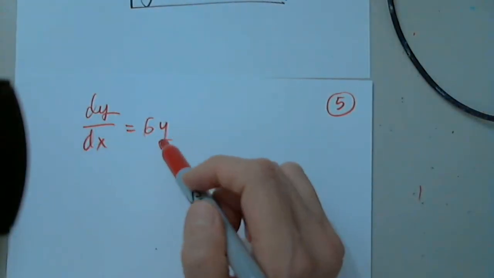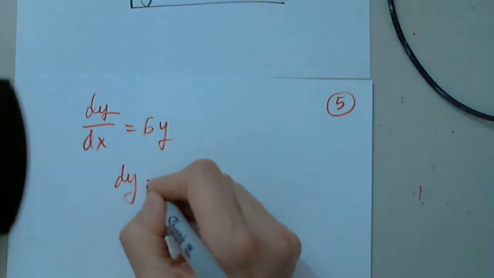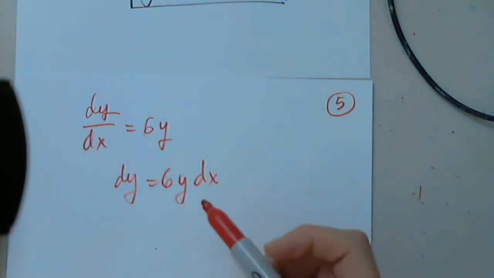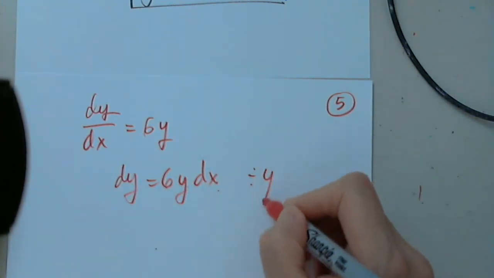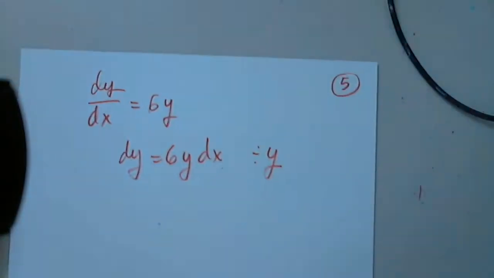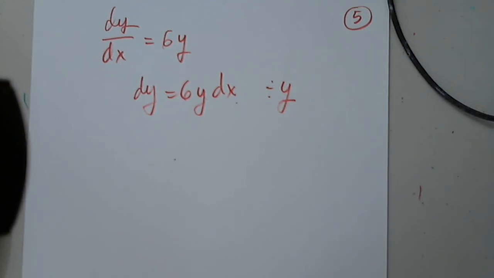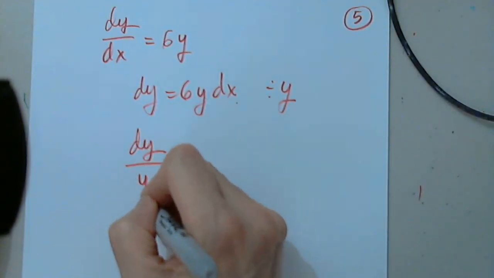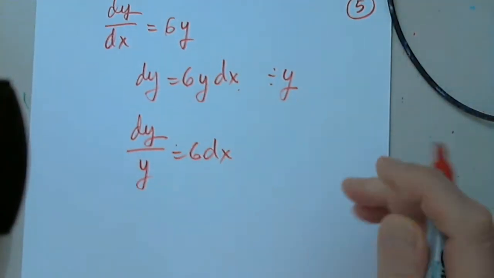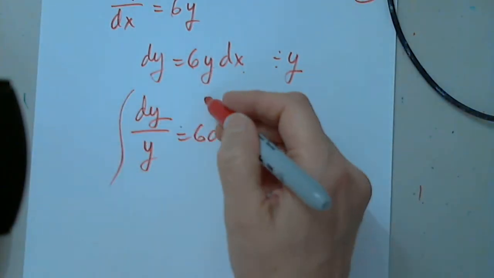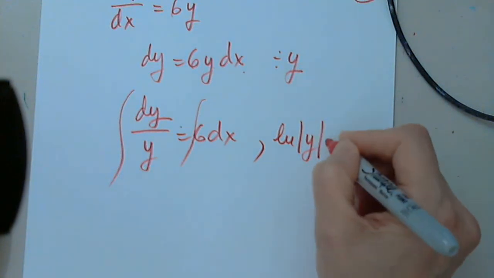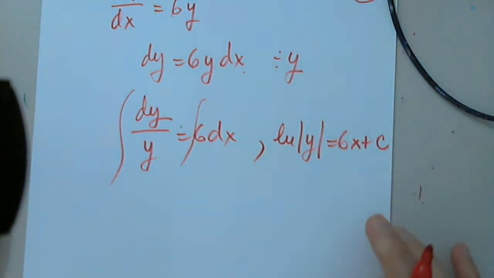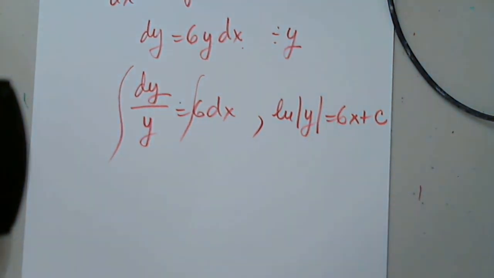Again, we have to cross multiply first. So this is dy equals 6y dx. But I have a problem because I cannot have y on this side. No problem, I will divide both sides by y. And then I get dy over y equals 6 dx. Now when I integrate, I get that natural log of the absolute value of y equals 6x plus a constant c.